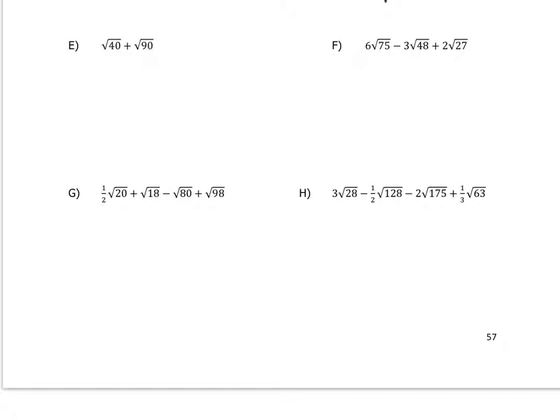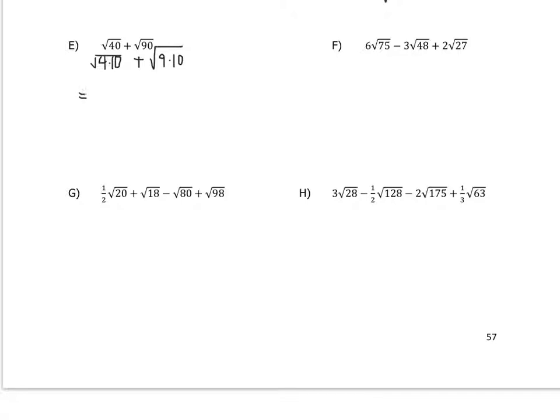Okay, so the next few, if you have root 40 plus root 90, again, they're not like radicals as they are written there, but both of those radicals can be broken down further. And root 40 is the same as 4 times 10. 4 is a perfect square factor, so that's why we break it down into that product. And 90 has 9 as a perfect square factor of 90.